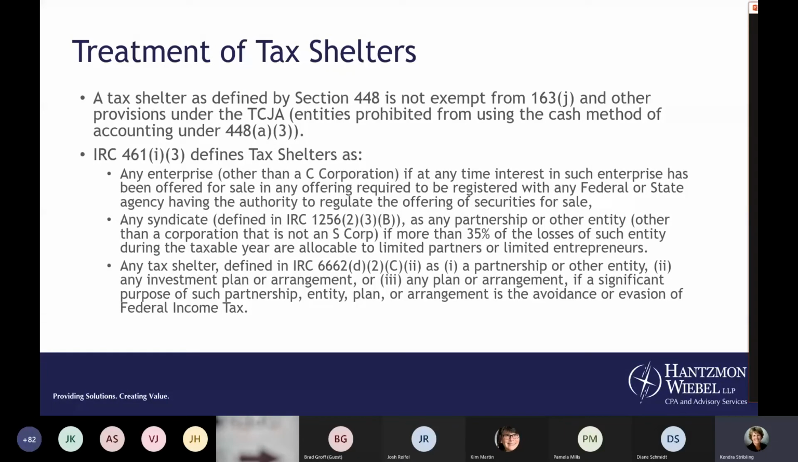So the syndicate scenario is the one we will run into most often and can have a major impact on real estate partnerships. Section 461 defines limited entrepreneur as any owner of a business that is not a limited partner, but that is not actively engaged in the operations or management of the business. So basically a passive investor in a partnership. Members of an LLC can possibly be deemed limited partners for this purpose as well.